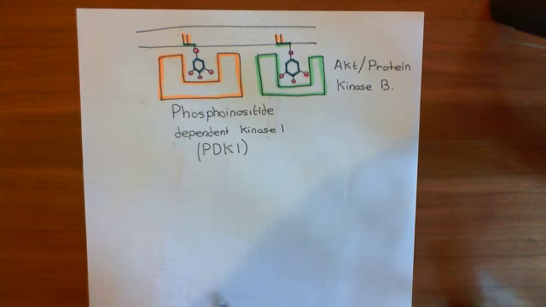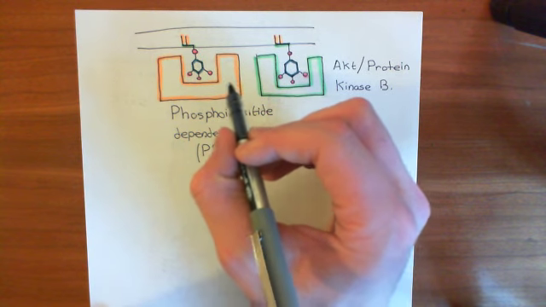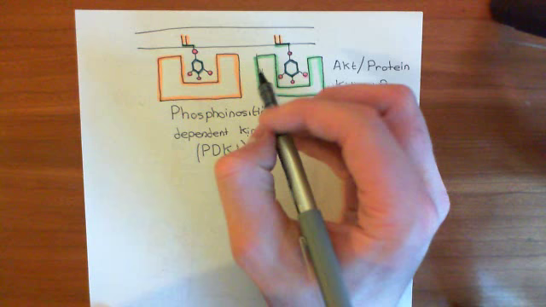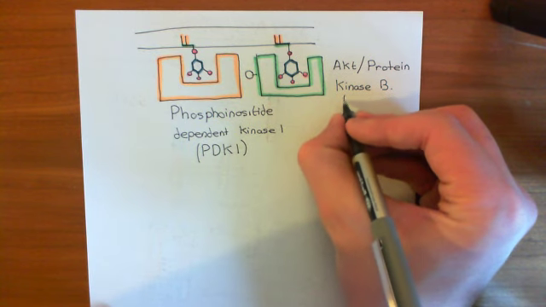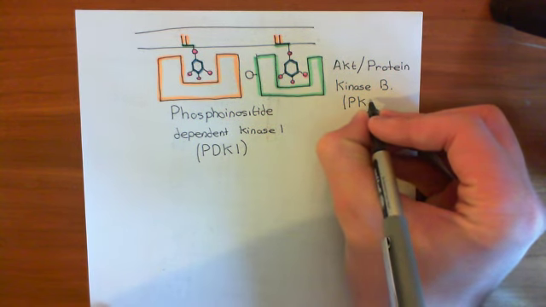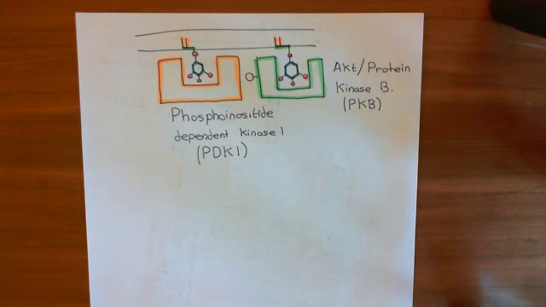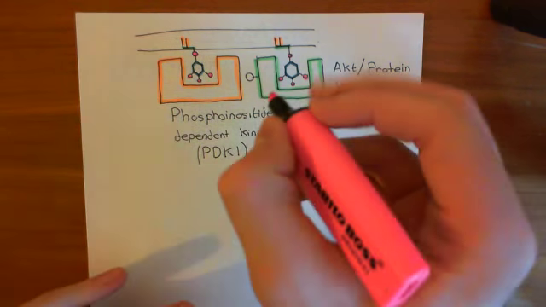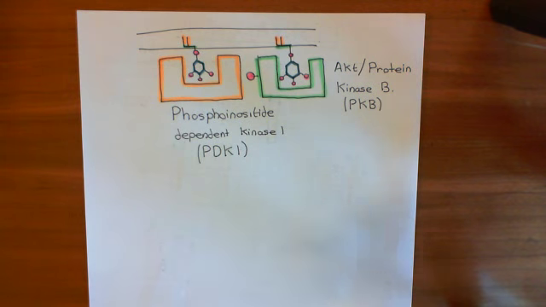But how is this going to be activated then now? So it's been recruited to the membrane by binding to PIP3. Well, what happens is this enzyme is an active kinase enzyme now, and it's also at the membrane. They're both at the membrane. This one is active, so what it does is it phosphorylates the AKT, or the protein kinase B, which is often written PKB. Okay, so basically, PDK1, or phosphoinositide dependent kinase 1, is going to add a phosphate group onto the protein kinase B enzyme, or the AKT enzyme, and that now is going to activate our AKT enzyme. It's going to activate our protein kinase B.